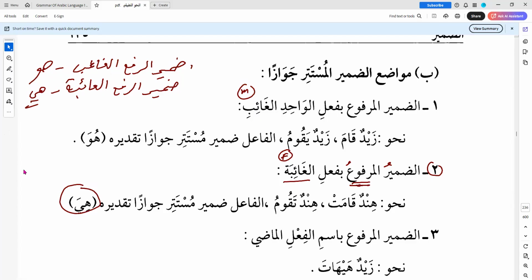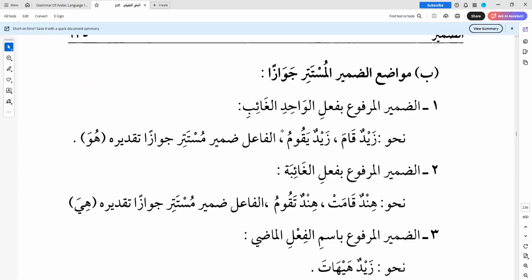And they are all damir that we can make mustatir. So for instance, هند قامت, Hind stood up. So where is the damir mustatir? That is the fa'il. هند تقوم, فاعله ضمير مستتر تقديره هي.